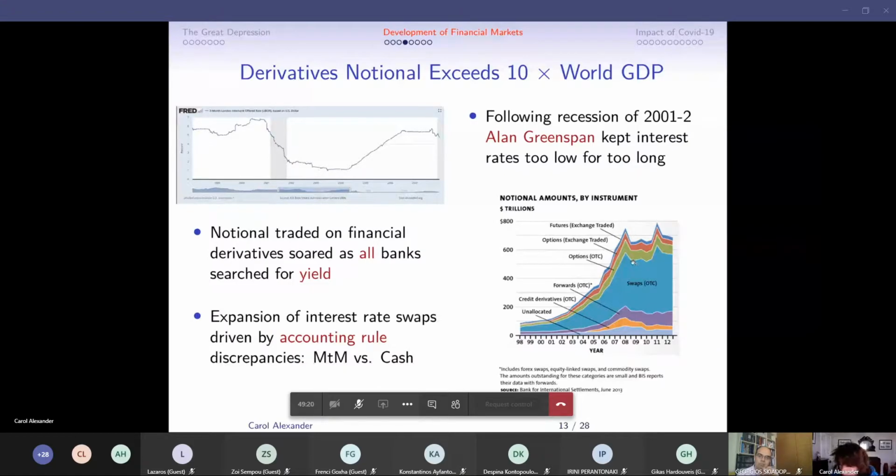just to explain why in this slide here we see such a huge number of interest rate swaps. So in the notional amount of derivatives traded, at this point here, there were about 700 trillion traded notional. About 400 trillion of those were on interest rate swaps. So if you didn't have mark-to-market accounting, you wouldn't have these swaps.